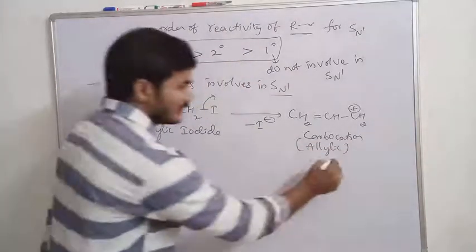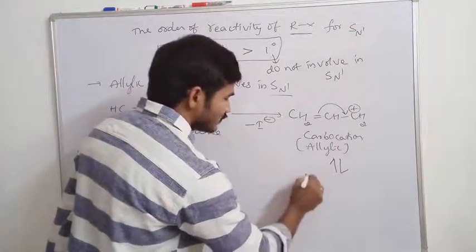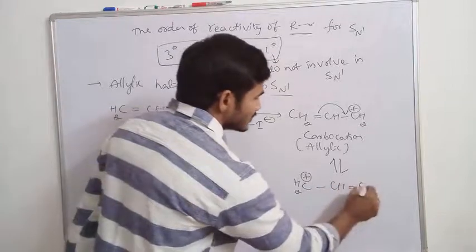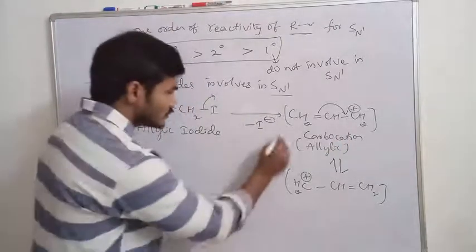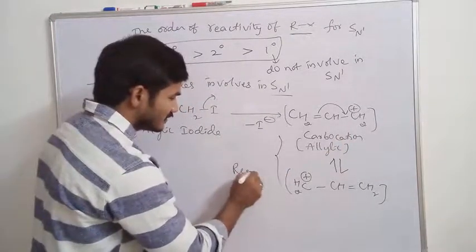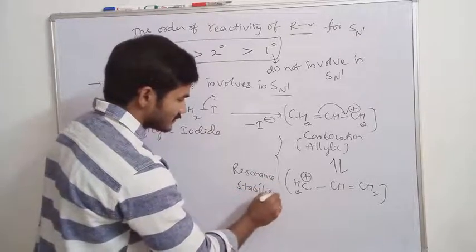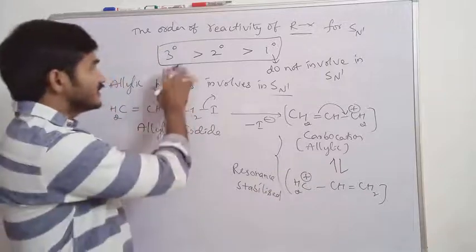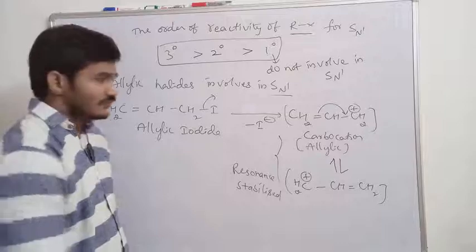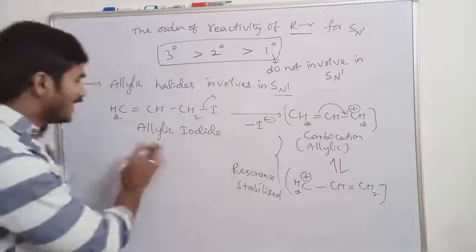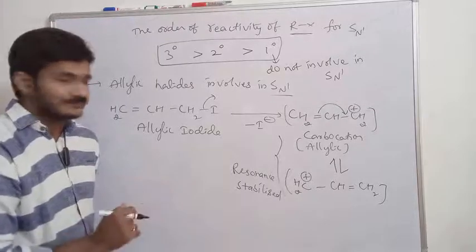Allylic carbocation is resonance stabilized. It can form like this: CH2 plus, CH double bond CH2. If you observe these two carbocations, these two are resonance stabilized. Compared to tertiary and secondary, these two are more stable because they are involved in resonance. So due to this resonance stabilization, allylic halides are also very reactive towards the SN1 mechanism.